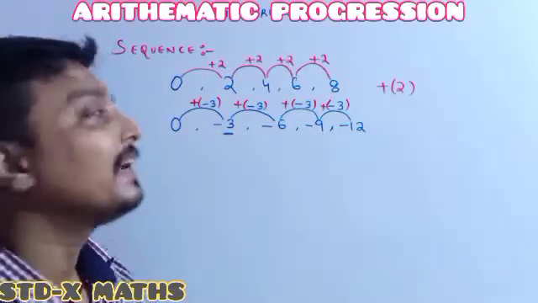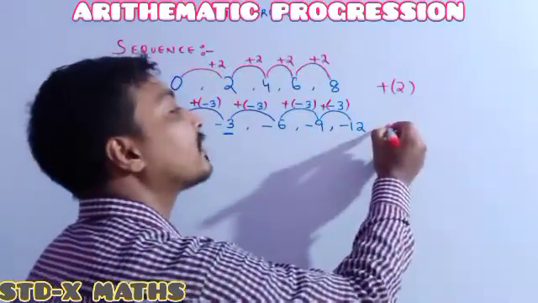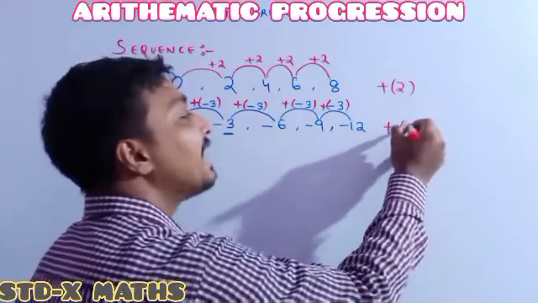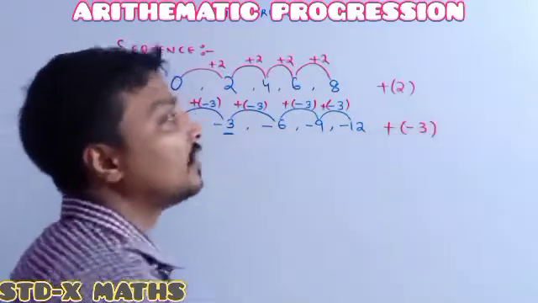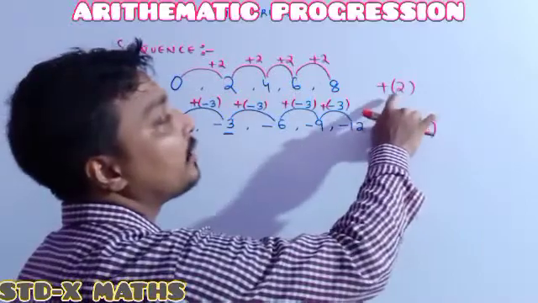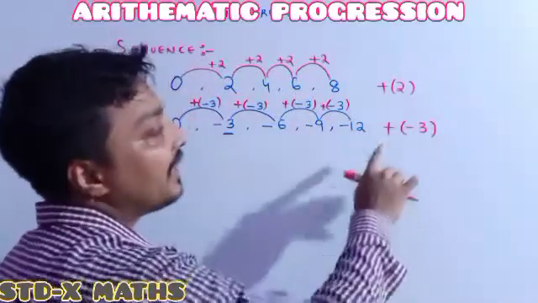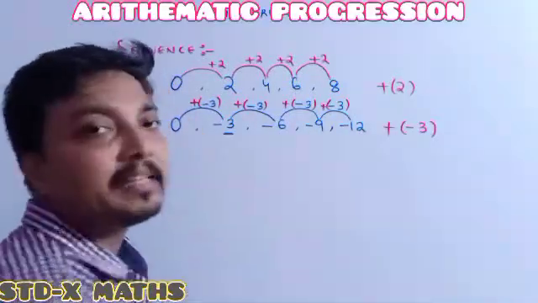So one thing is clear: this is a sequence where the rule applied is adding minus 3. In the previous one a positive number was added, and now a negative number is added.